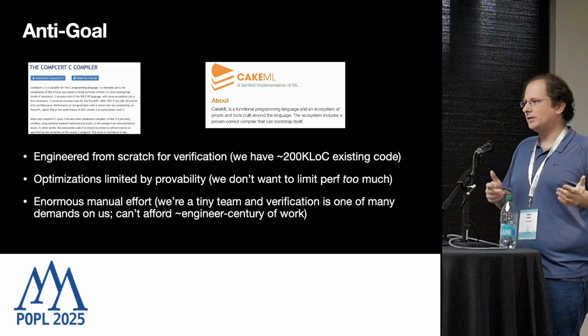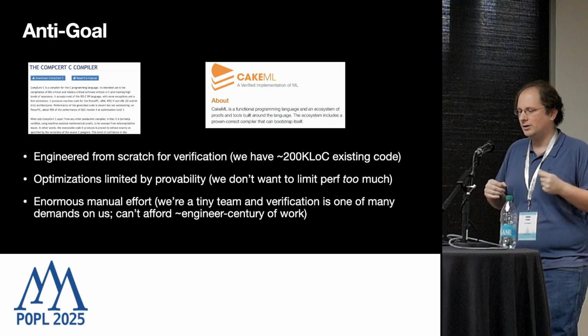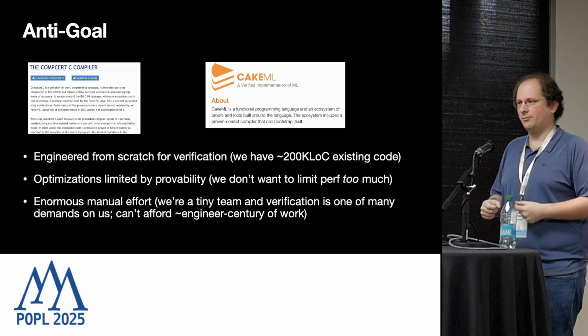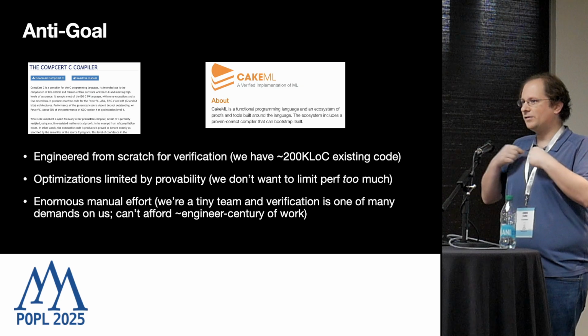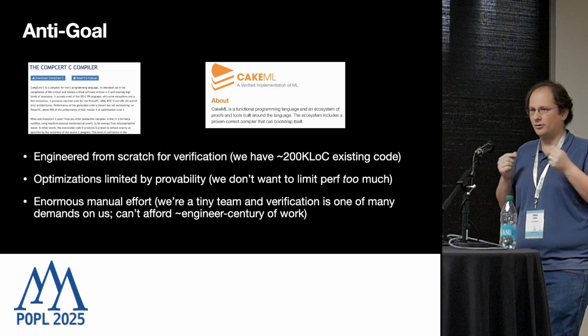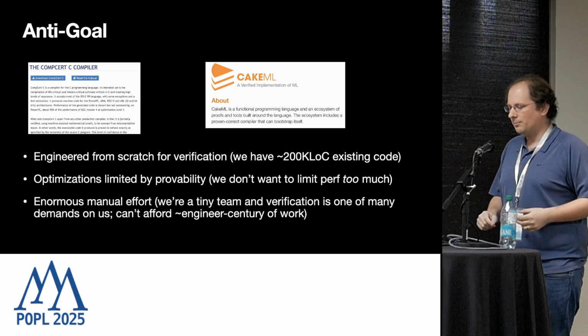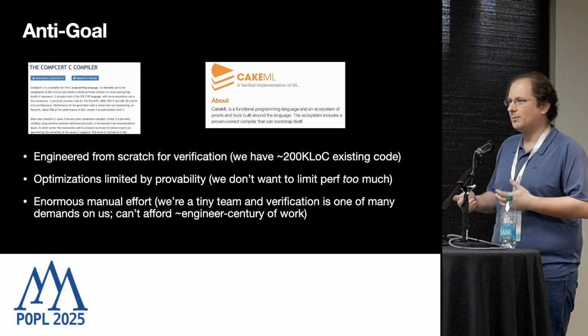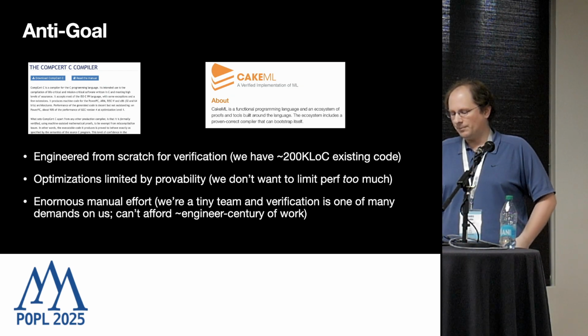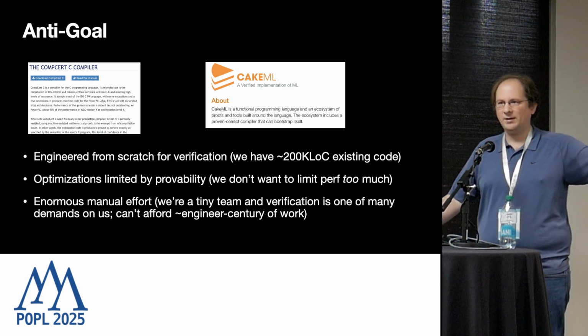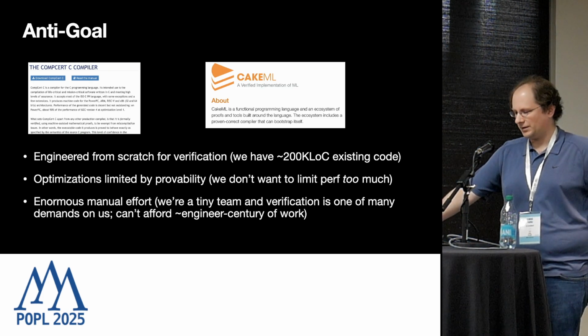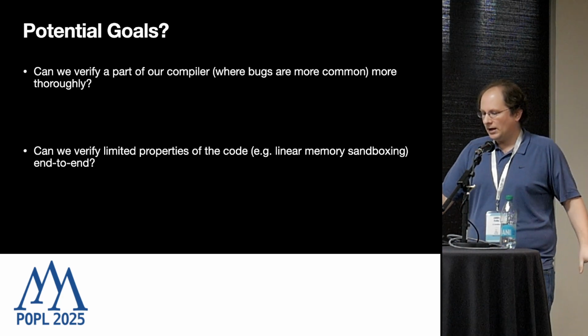They also limit, to some degree, the optimizations that they do because they have to be proven correct, right? There are some code transforms that we as humans can reason informally about or just know work, but are quite hard to do a machine-checked proof for. And then finally, it's an enormous manual effort. We can't afford an engineer century as a 5-person open source project.